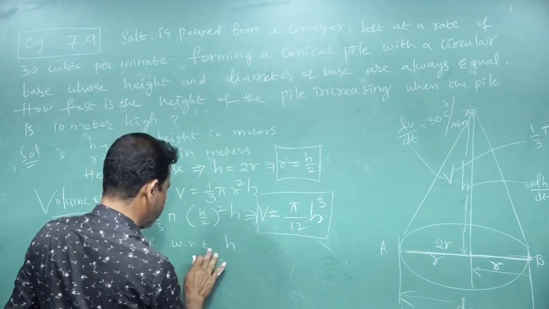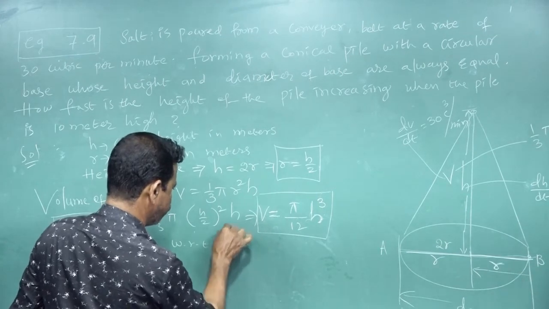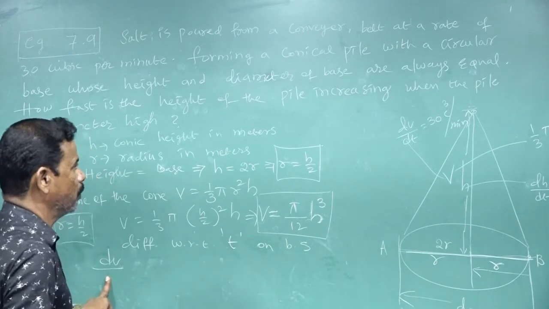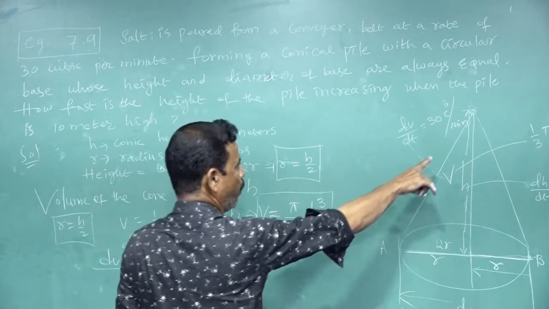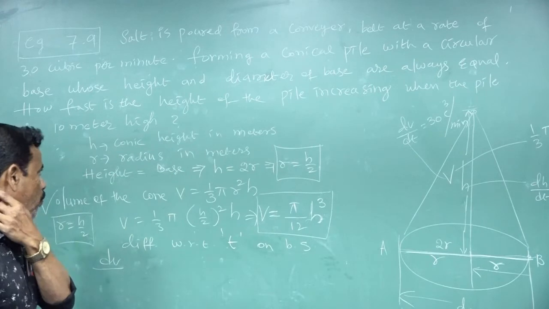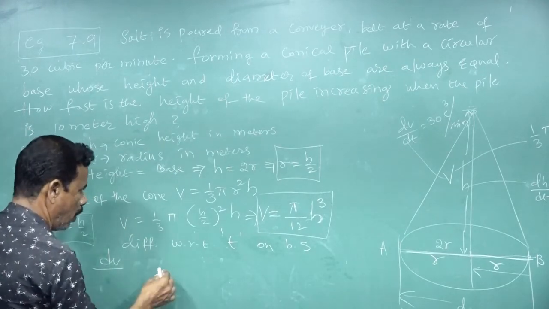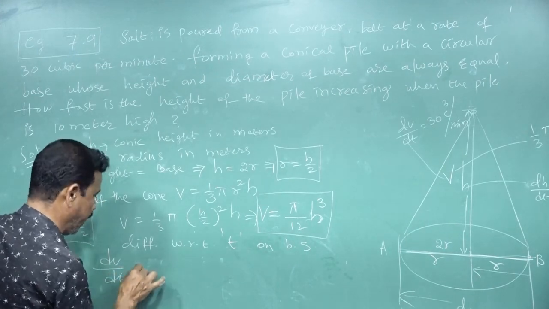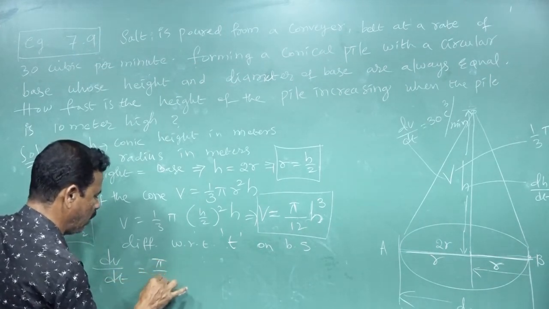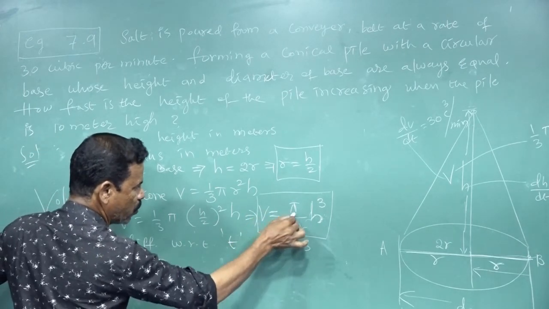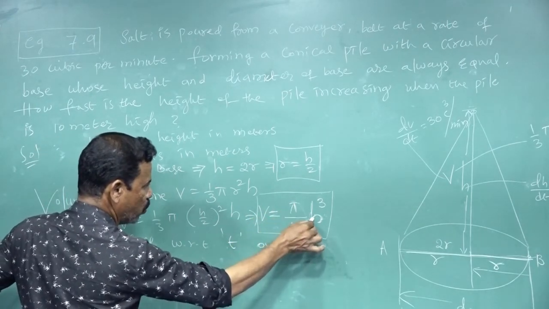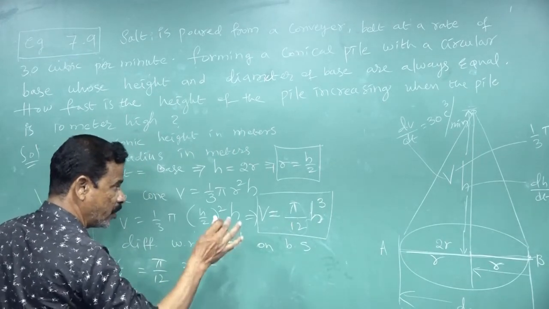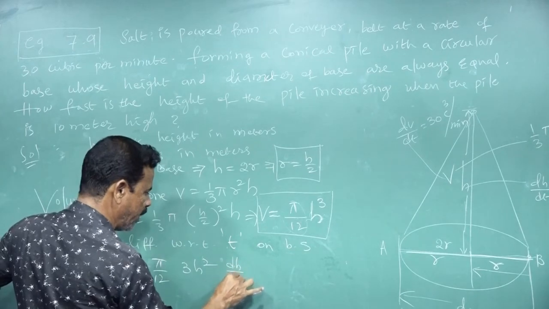No. Differentiation with respect to t on both sides. Why? Because here the rate per minute is given, with respect to time. Now dV by dt is equal to 5 by 12, constant. H cube differentiation is 3h square, and h differentiation is dh by dt.